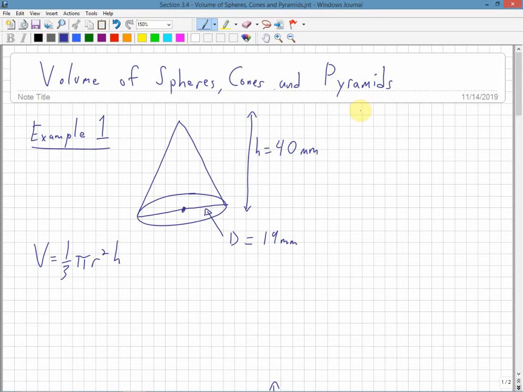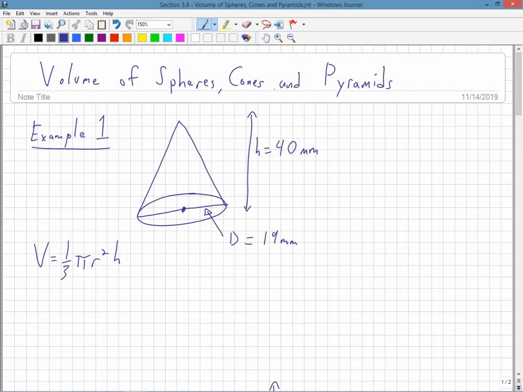Okay, so here are the volume of spheres, cones, and pyramids. For the first example, you'll notice with all of these that are triangular shaped, we'll be dividing them by 3 almost entirely. So you'll notice that common theme throughout each question.